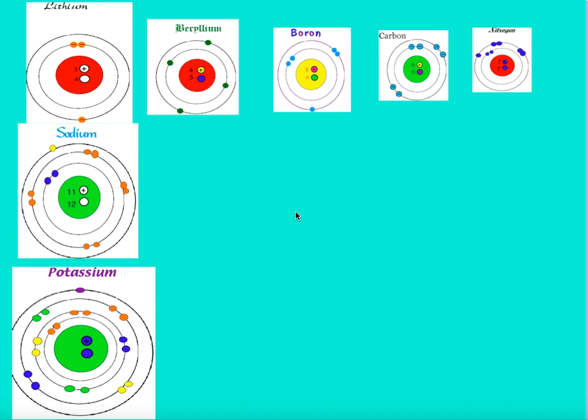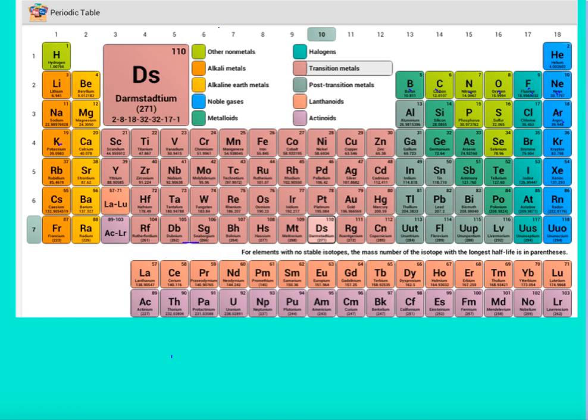Okay, let's look at the trend for ionization energy. So the first thing that we're going to look at is a periodic table here, and we're going to look at how the trend goes. And so ionization energy is the energy required to remove an electron.